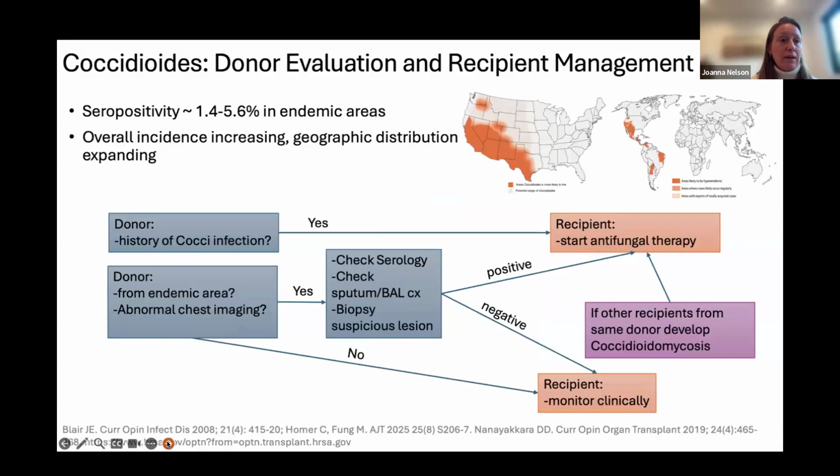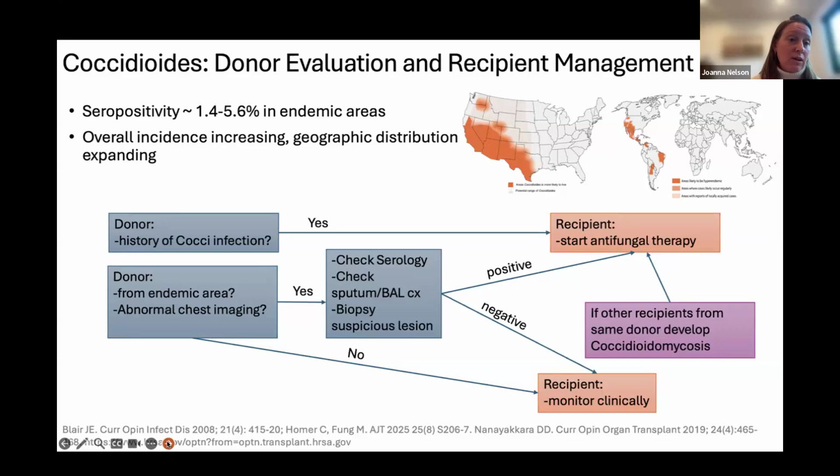So one point I wanted to make about cocci is just the evolving landscape here. Reports in the literature show seropositivity of pre-transplant candidates of 1.4 to 5.6% in endemic areas. And you can see in the maps on the right, cocci is generally found in dry, arid climates of the Southwest US, as well as globally in North America, Central America, and pockets of South America.